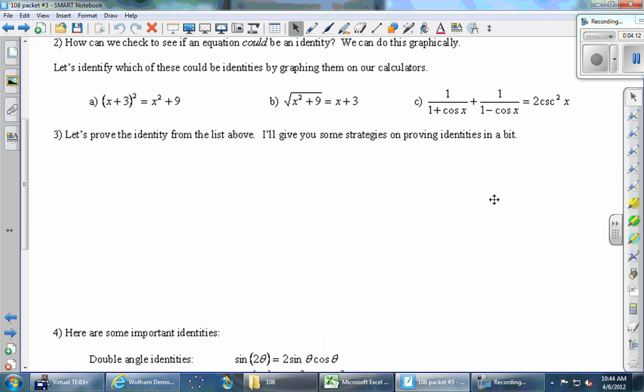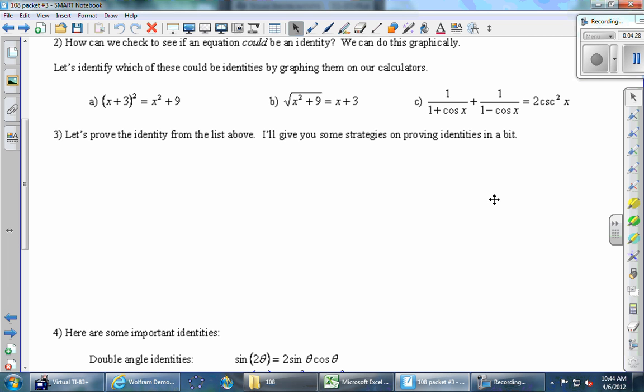How about the next equation here? Square root of x squared plus 9 equals x plus 3. Is that true? No, in fact, I feel like that's just a restatement of the thing on the left. So you could graph the two of them and you'll see different things.